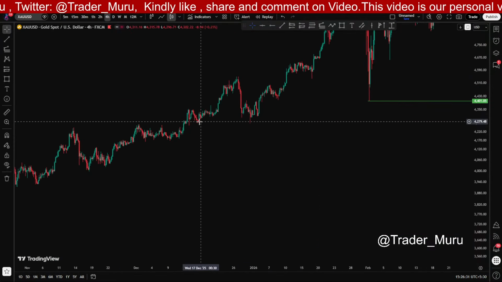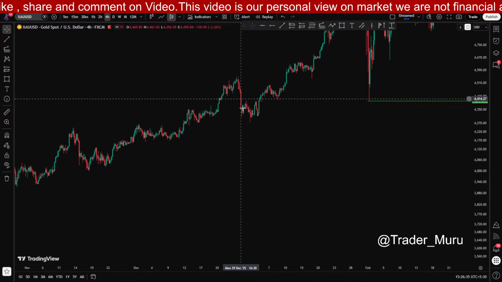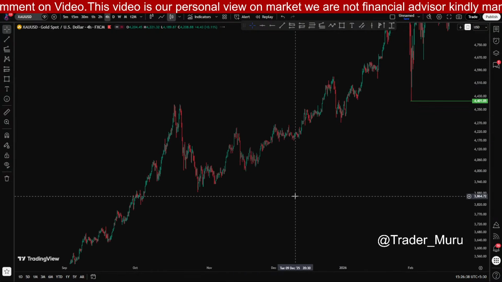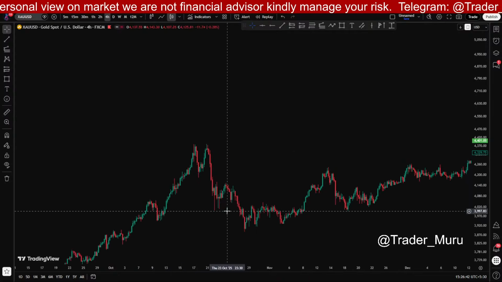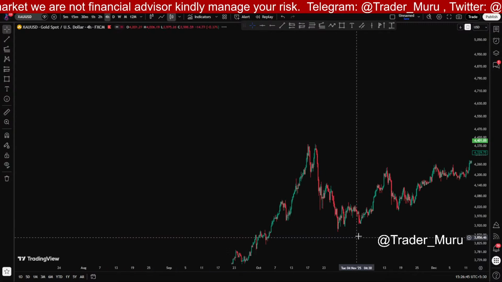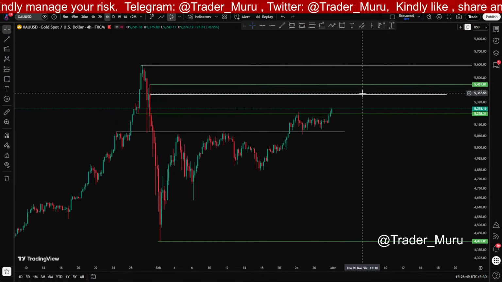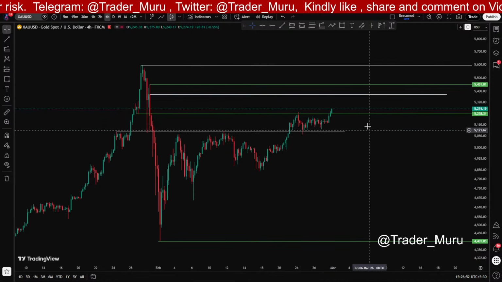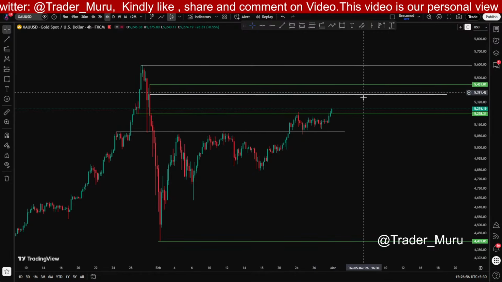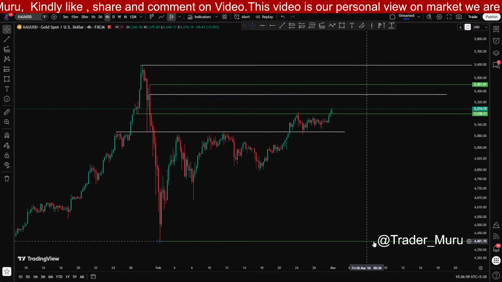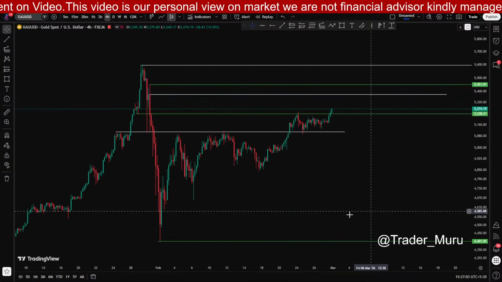See this? How many days it took to go upside and how many days it took for this drop. Look at this. Price doesn't need much time to drop. It will convert it in just 1 week. If price wants to drop from here, it will be dropping to this level in just 1 week, or maybe in 2 to 3 days.